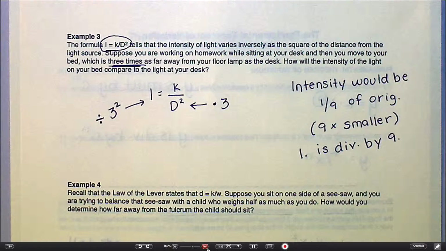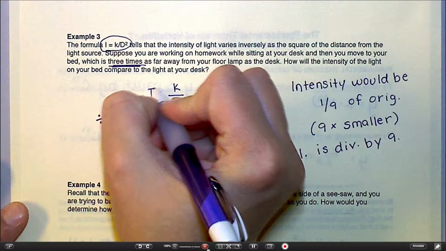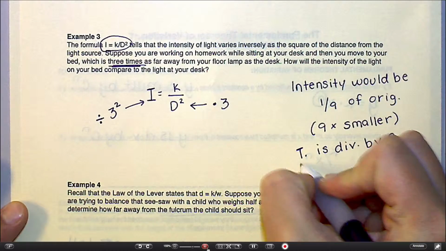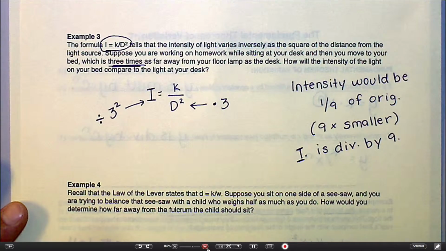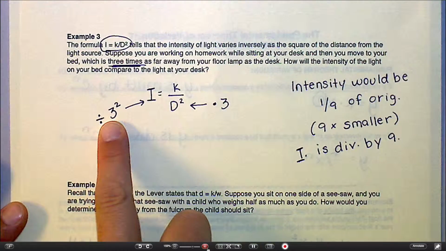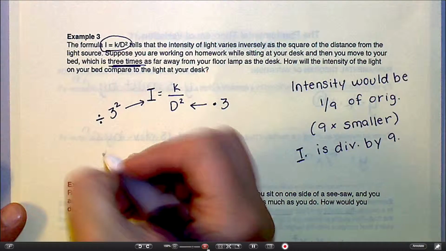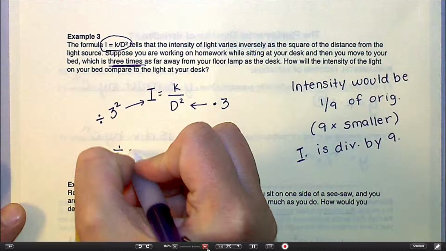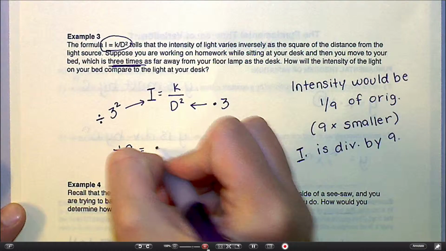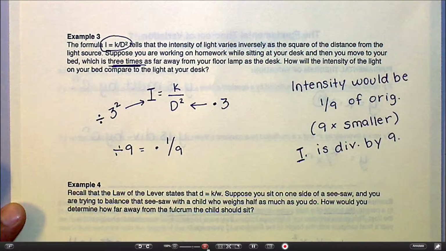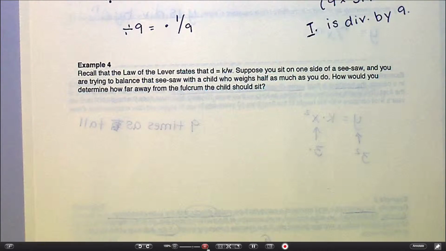So that's a 1 in front of the equal sign? No, that's an I, I'm sorry. That's the intensity. Okay, so what I'm saying is the effect on the intensity will be, it'll be divided by 9. Okay, which dividing by 9 is the same thing as multiplying by 1 over 9. Okay, it's the same idea. Good with that one? All right, let's look at our law of the lever again.